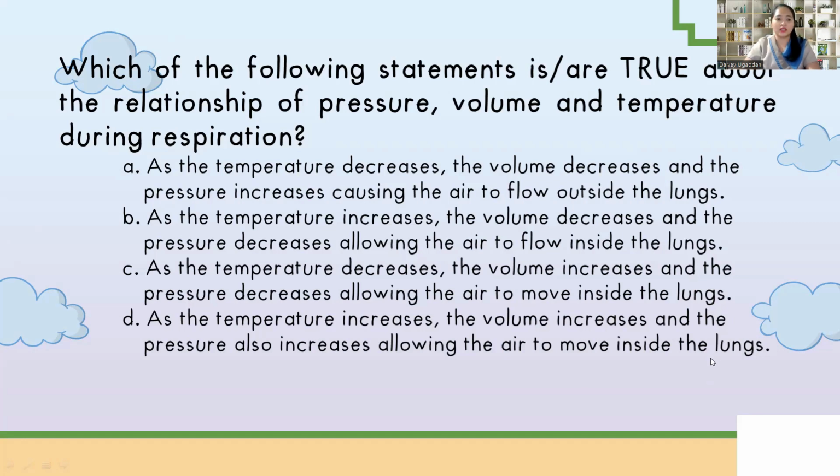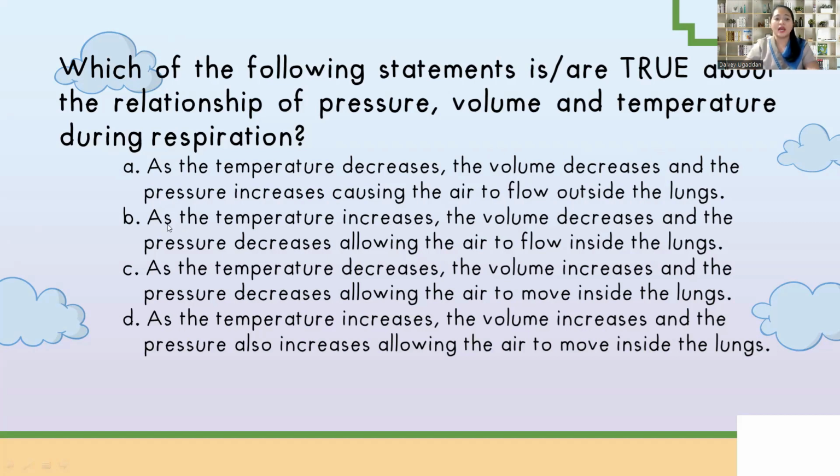So let us go over the different options. Let's start with letter A. As the temperature decreases, the volume decreases, and the pressure increases, causing the air to flow outside the lungs. A might be correct because temperature and volume is directly proportional, meaning both of them decrease, and then pressure here increases. So this might be correct because we have to analyze the last part of the statement, either the air flows inside or outside the lungs.